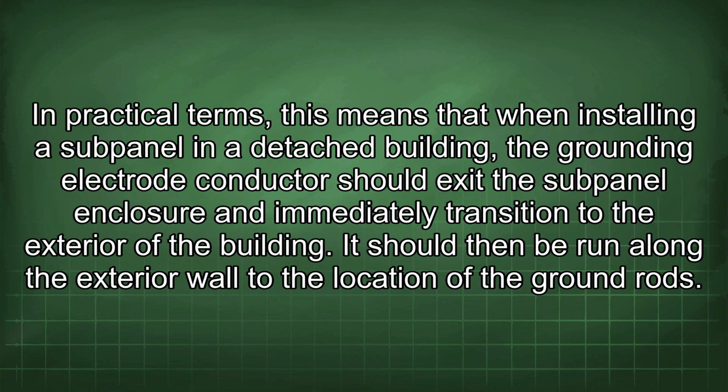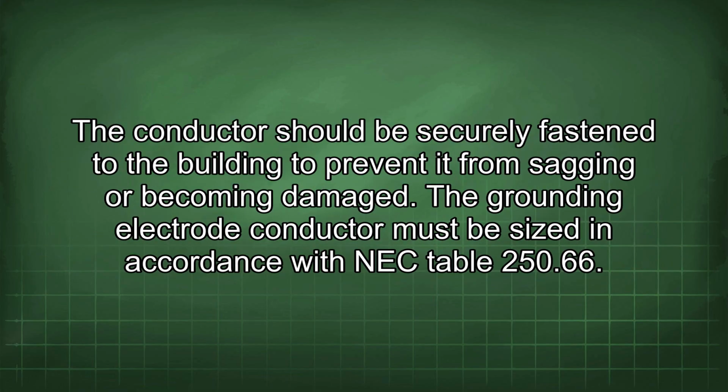In practical terms, this means that when installing a subpanel in a detached building, the grounding electrode conductor should exit the subpanel enclosure and immediately transition to the exterior of the building. It should then be run along the exterior wall to the location of the ground rods. The conductor should be securely fastened to the building to prevent it from sagging or becoming damaged.